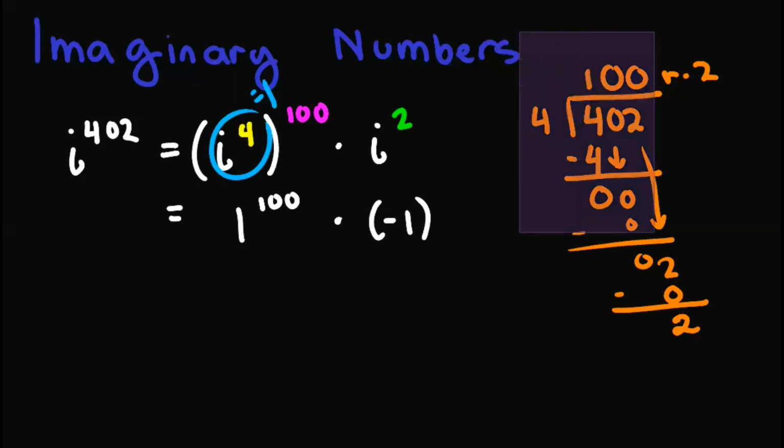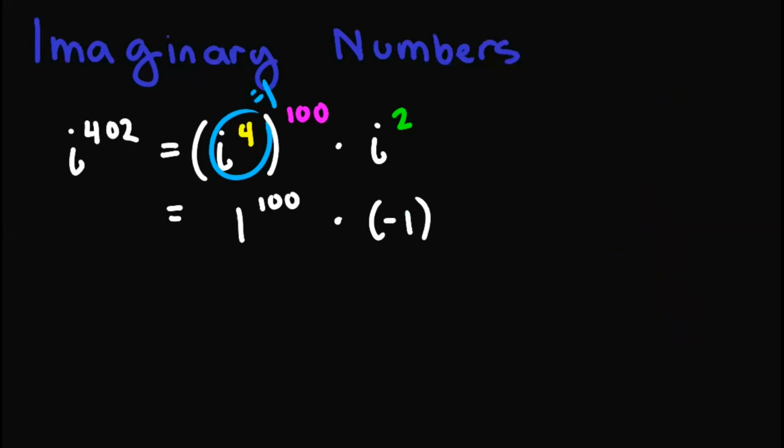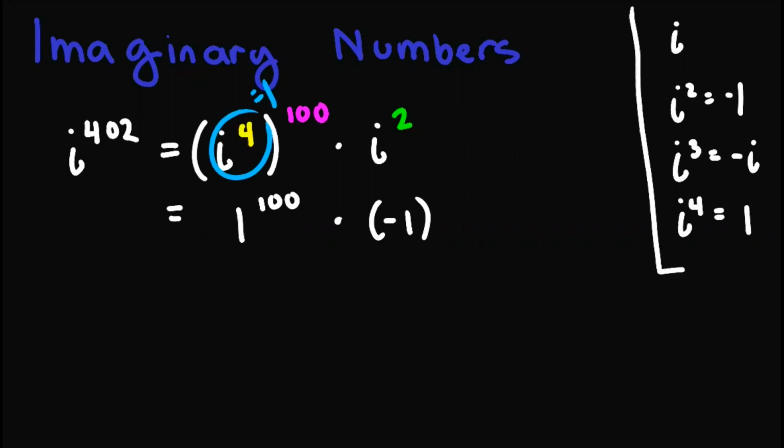I think I should put it out here. So we have i squared equals negative 1. i cubed is equal to negative i. And i raised to 4 is equal to 1. So 1 raised to 100 is simply equal to 1 times -1, or simply -1. So we have simplified i raised to 402.